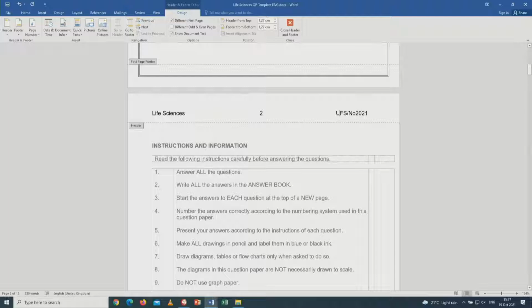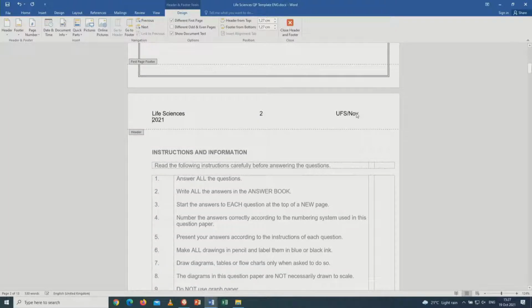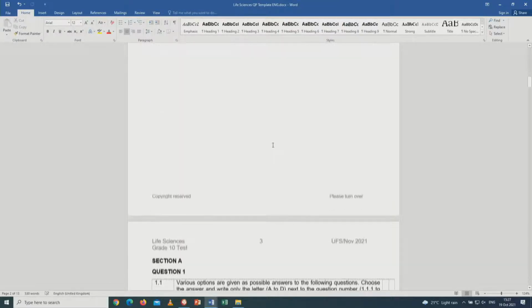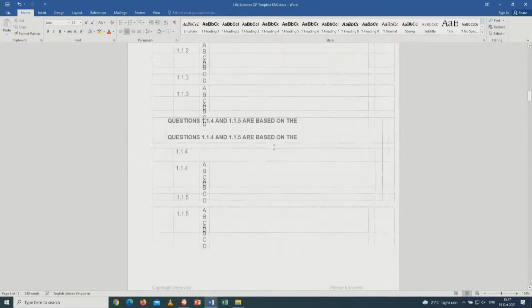November 2021. I'm going to spend a bit of time because people really sometimes struggle to put in the headers and the footers. If I go now to the bottom there, I can now say it's Grade 10. And it's a test. Life Sciences Grade 10 test. And when I double click outside, this information is on top of my whole document.